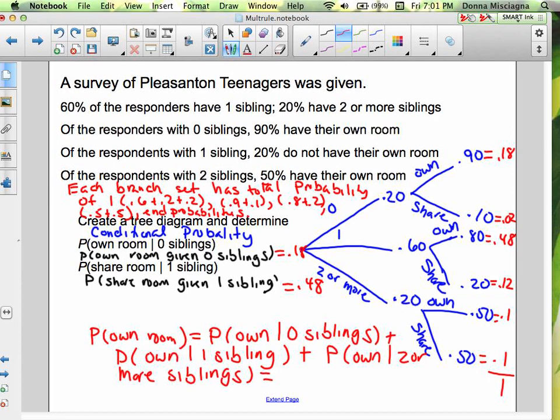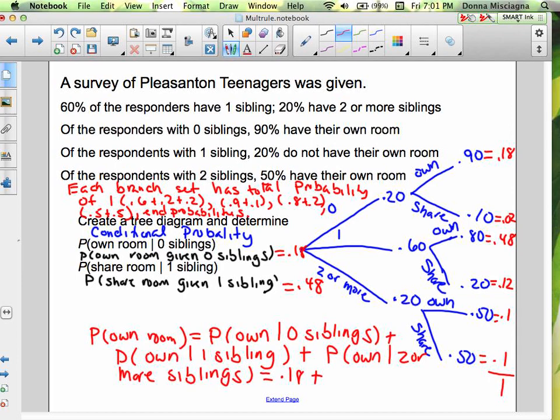So own room given 0 siblings, right? That's the 0.18, the same thing we have in that first question. The probability of own room given 1 sibling, right? So then we go down.